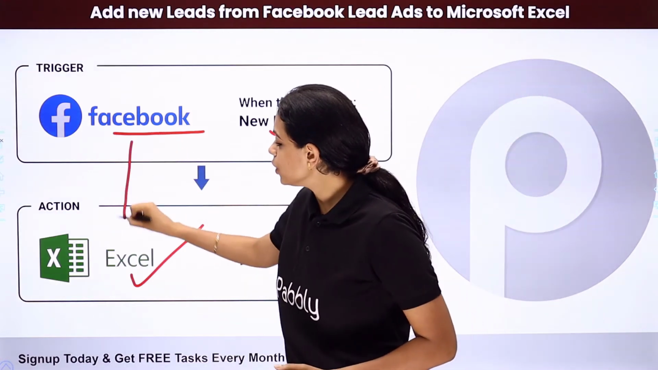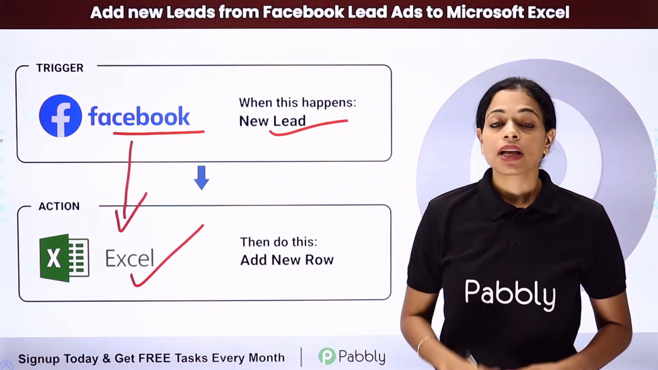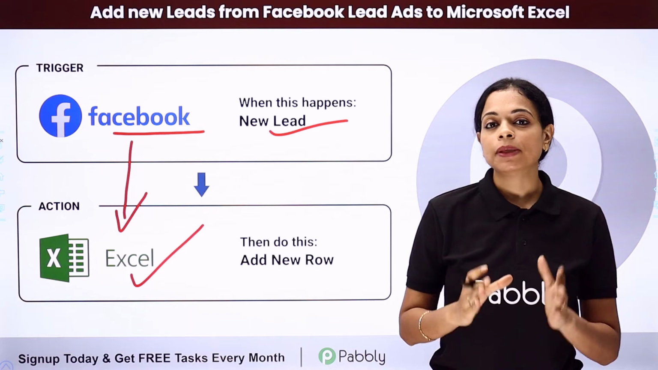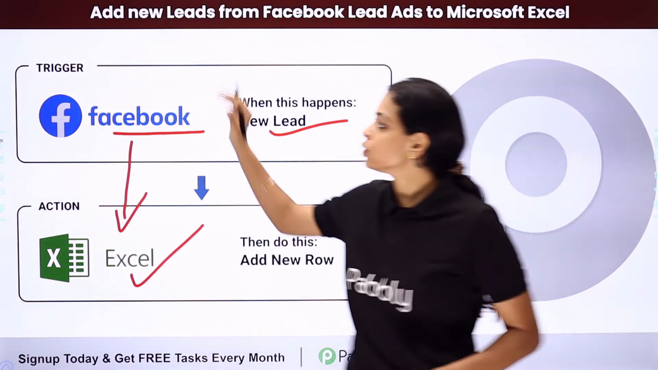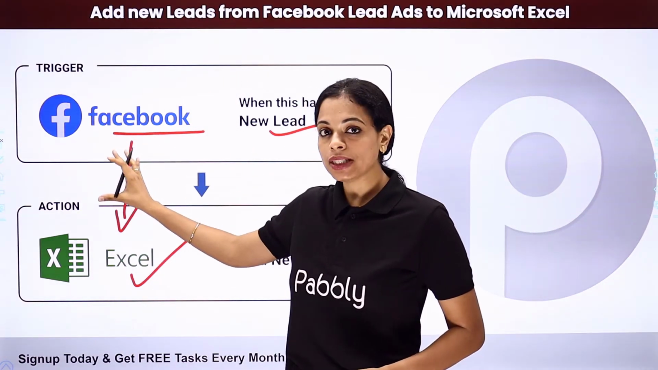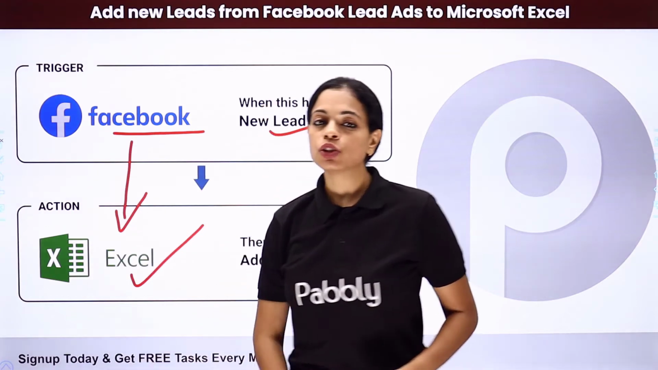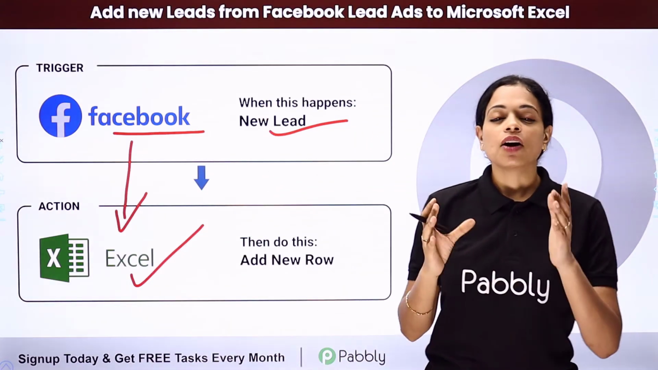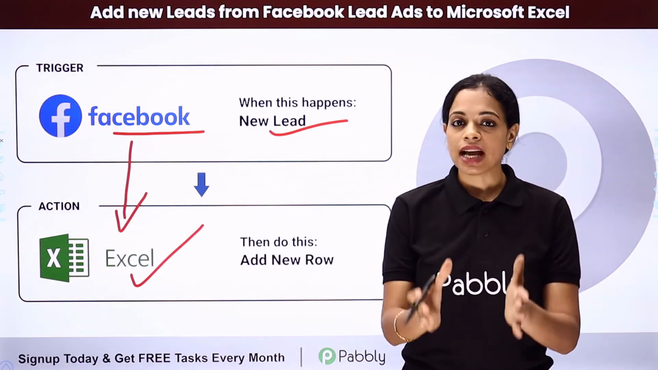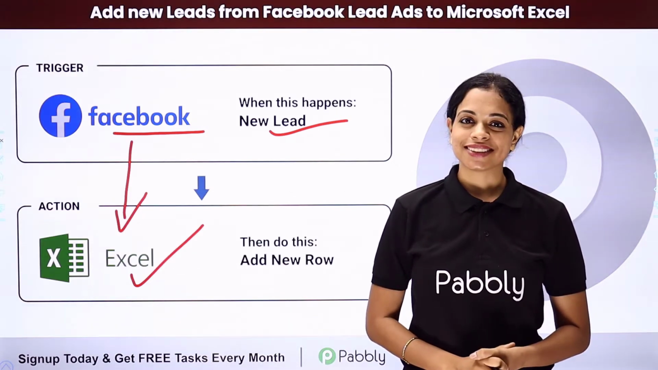For this, you will have to integrate these two, and you can do the same using Pabbly Connect software. Here, your trigger feature would be Facebook lead ads and your action application would be Microsoft Excel. Now, how would you do this yourself? For that, let me take you to my screen.